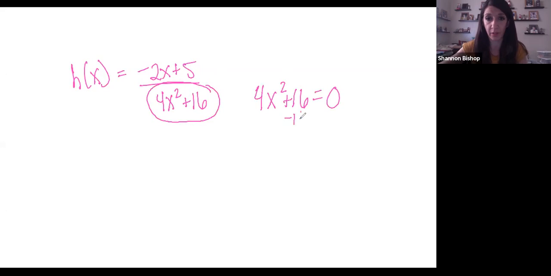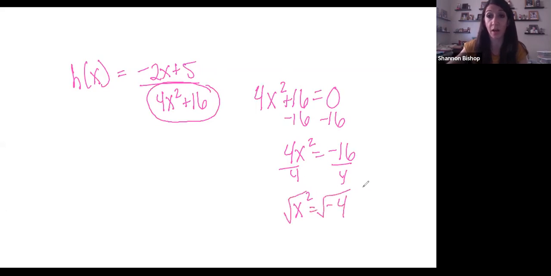Well, let's find out. So we could subtract 16. I'd have 4x squared equals negative 16. Divide by 4. So now x squared equals negative 4. Square root both sides. Hey y'all, what's the square root of negative 4? Is it 2? Is 2 squared negative 4? No. Oh, maybe it's negative 2. Is negative 2 times negative 2 negative 4? No. So what's the square root of negative 4? It's not possible. As far as the real number system goes, it's not possible.